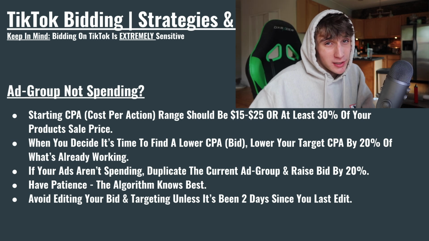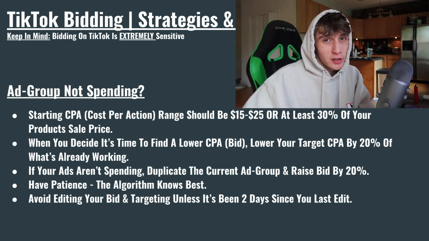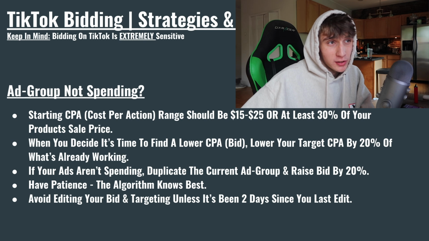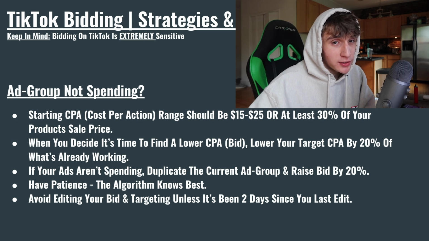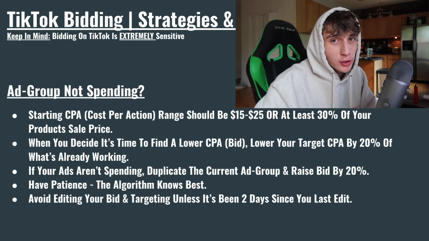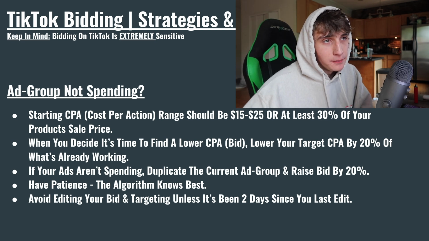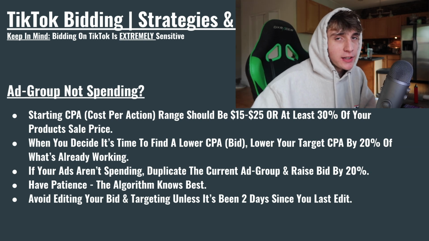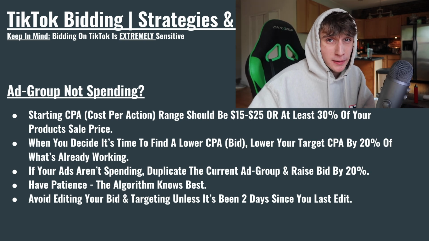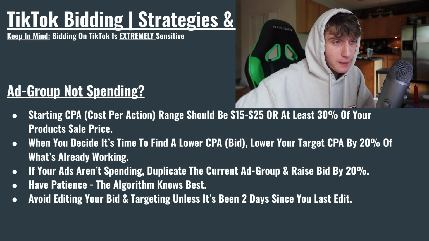For example, let's say you set a bid of $15 to $25 and you notice after a few days that it's just not spending whatsoever. If your bid was at $20, for example, I just set it to $24 after duplicating the same ad group, because that is essentially a 20% bump in the bid. And the same goes for if you want to maximize your profitability and possibly see if a lower bid will work: you'll just duplicate the ad group and drop it by 20%.